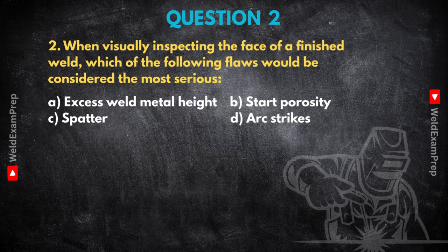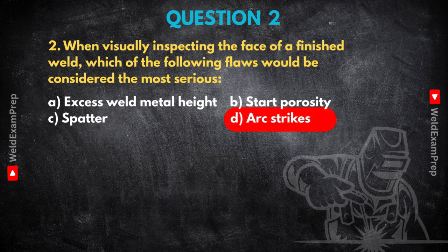Right. This is a crucial distinction. It directly impacts your decision, accept or reject the weld. While all of these are technically flaws or discontinuities, their severity varies hugely, and that often affects the structural integrity in very different ways. The most serious flaw listed here, without a doubt, is D, arc strikes.